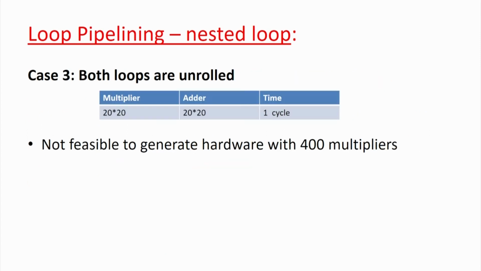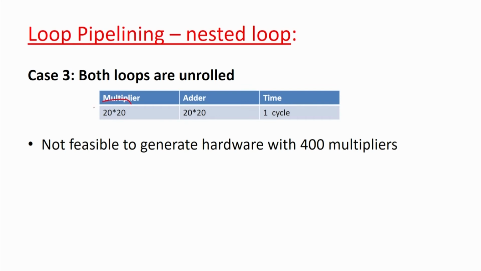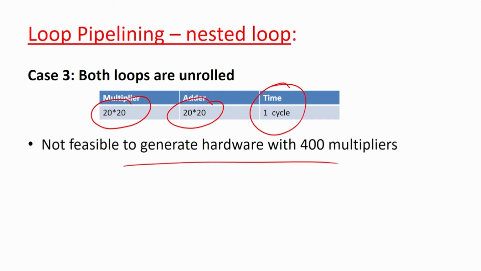And the third option is that you unroll both, right. Then in one iteration you are computing all these operations. So I need 20 into 20, that means 400 multipliers and 400 adders, and I need only one cycle, right. But this is not feasible. A design with 400 multipliers is quite unlikely, so this is not at all a choice.